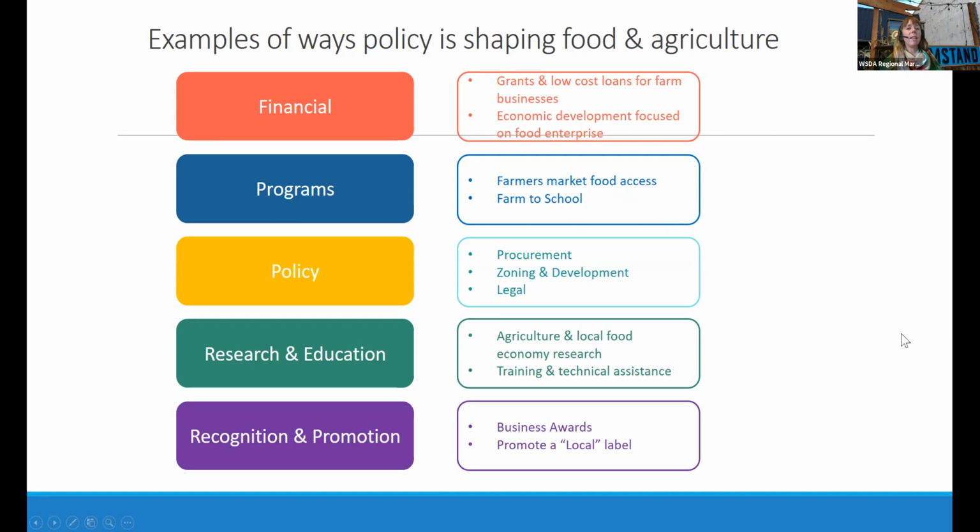So that in effect is a way of, if we're supporting local school districts to be able to work with local farms, that's a program, but the fact that we're putting effort into it and supporting it is kind of a policy choice. Policy is really typically thought of as a procurement policy for an organization. They have rules they need to follow about how they get bids to make a purchase using public dollars. That's a very formal policy, or zoning laws and development laws. So I think you get the idea here.